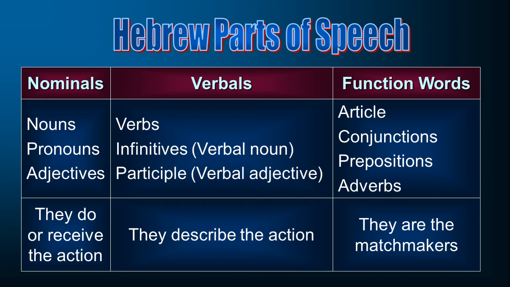And then finally, we have function words. We're going to be seeing these just a bit later in these lessons. Articles, that's like the word the, conjunctions or connecting, like we say and or but, prepositions, and then adverbs. And these are all what we could call the matchmakers. They connect the nouns and the verbs, and we'll see how that all works out together.